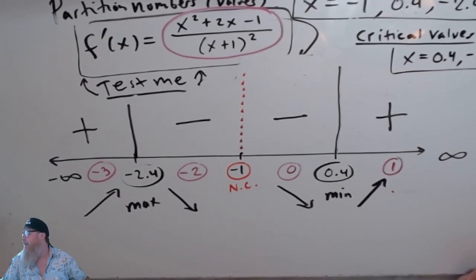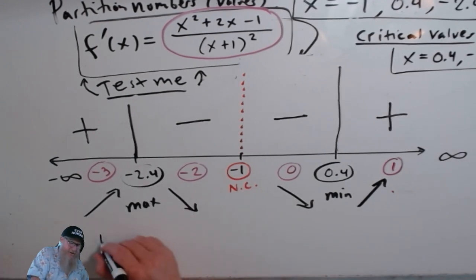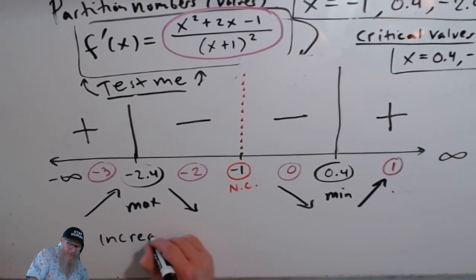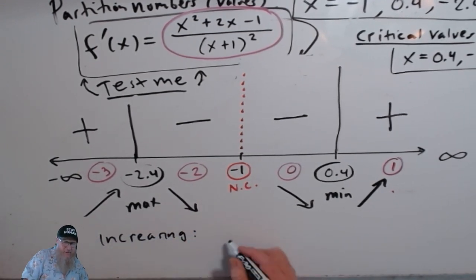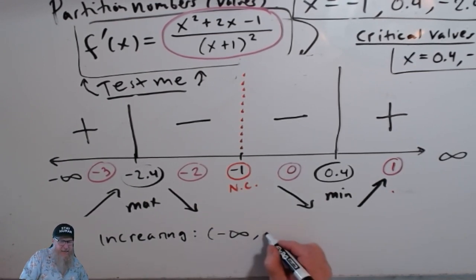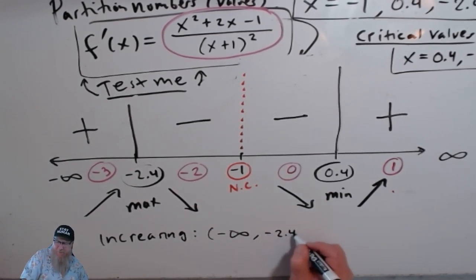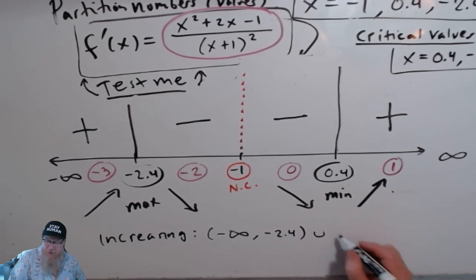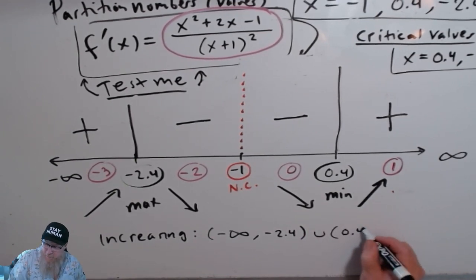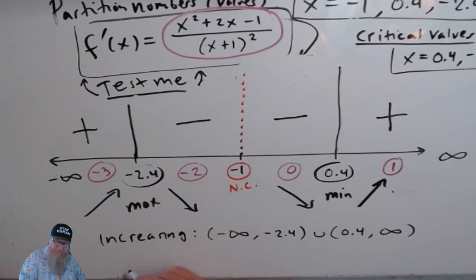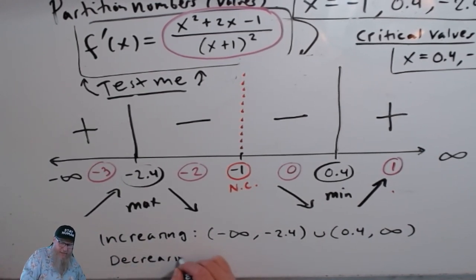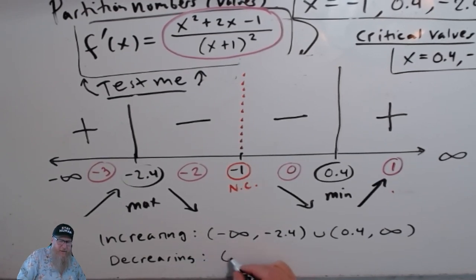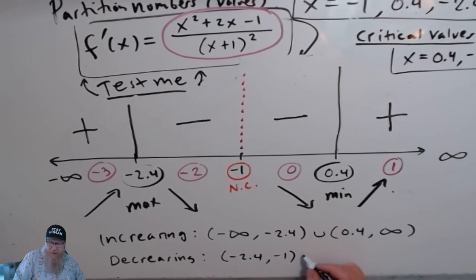So my final answer is increasing, negative infinity to negative 2.4, union 0.4 to infinity, decreasing, negative 2.4 to negative 1, union negative 1 to 0.4.